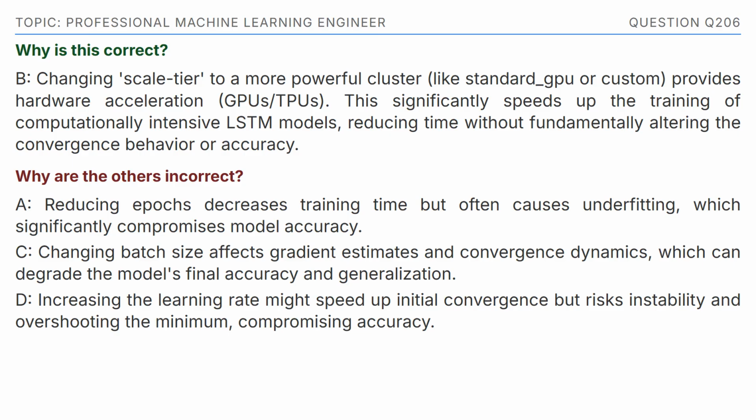A. Reducing epochs decreases training time but often causes underfitting, which significantly compromises model accuracy. C. Changing batch size affects gradient estimates and convergence dynamics, which can degrade the model's final accuracy and generalization. D. Increasing the learning rate might speed up initial convergence but risks instability and overshooting the minimum, compromising accuracy.